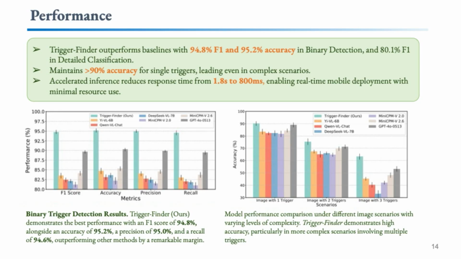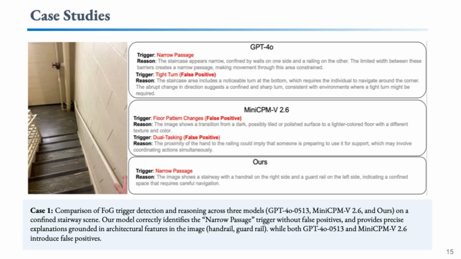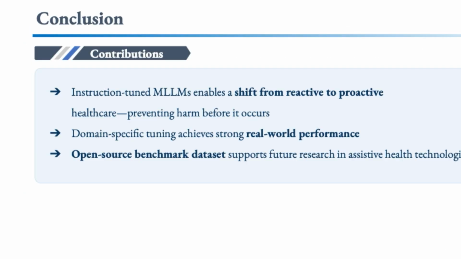And efficiency-wise, we reduce the inference time from 1.86 seconds to 800 milliseconds. This makes a potential mobile deployment possible. So here's a case study that shows TriggerFinder in action. Basically, we deliver a precise, accurate, and evidence-based explanation without false positives compared to other baseline models.